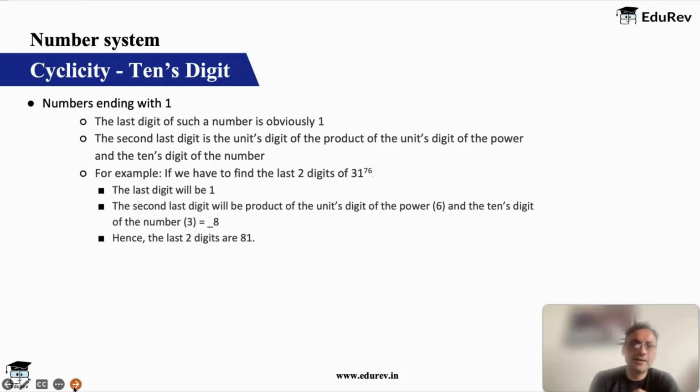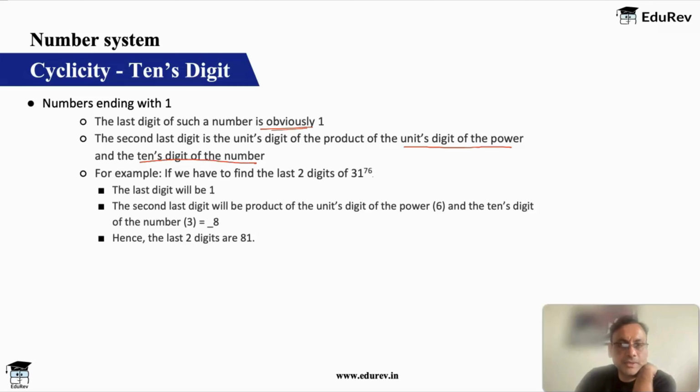Let's look at numbers ending with 1. This is very important because for all odd numbers, and even for even numbers, finally we'll bring it to a number ending with 1. So we are going to use this a lot. The last digit of a number ending with 1 is obviously 1 because 1 has a cyclicity of 1. The second last digit, now remember this, is the units digit of the product: the units digit of the power multiplied with the tens digit of the number.